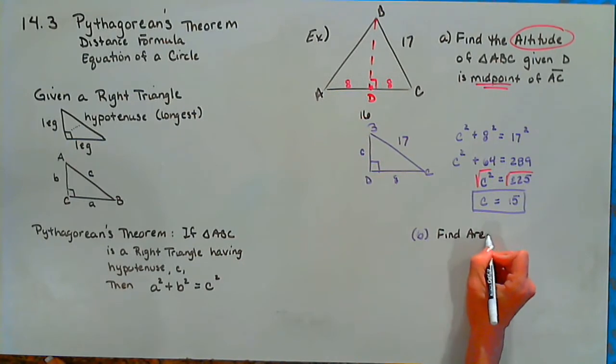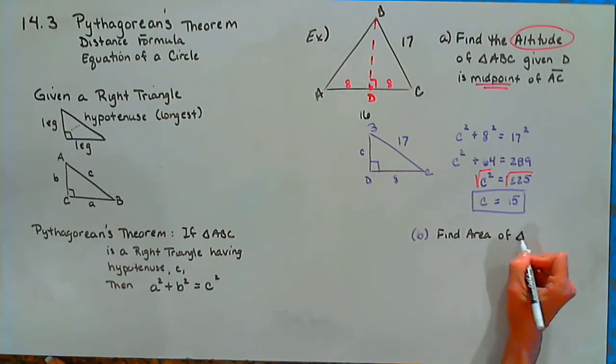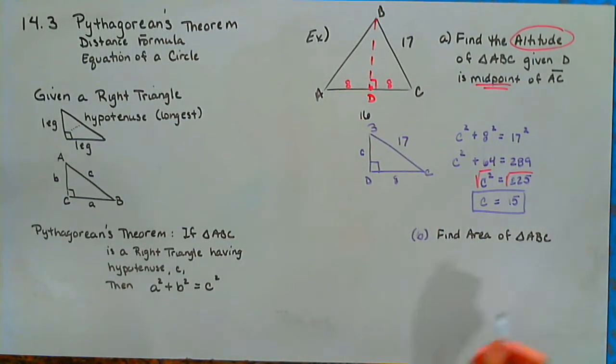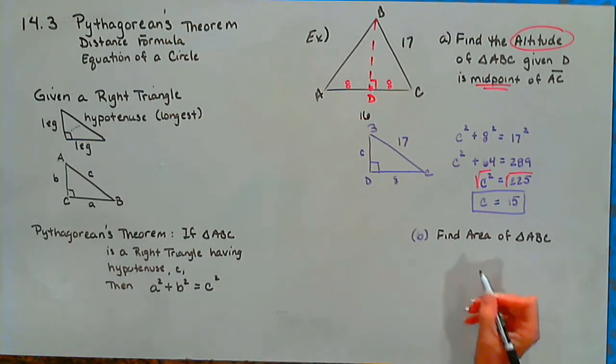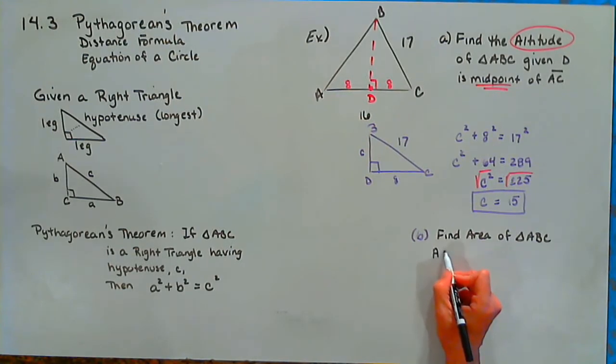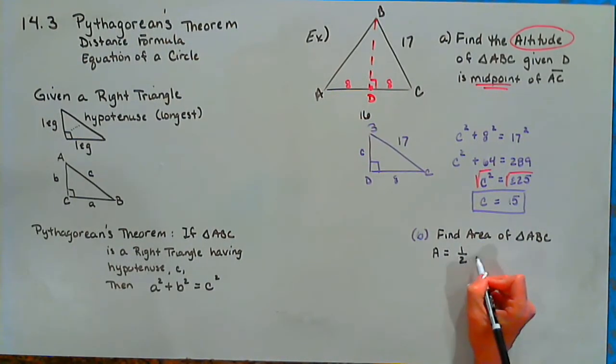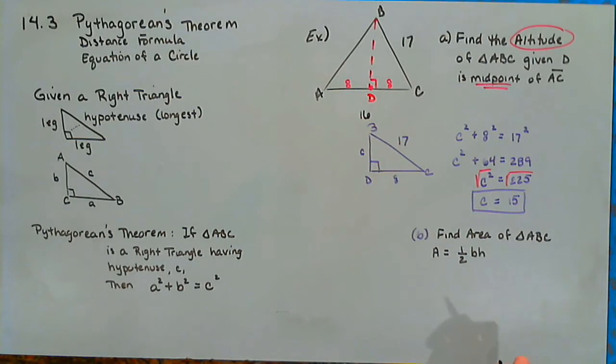Find the area of triangle ABC. Well, since it's a triangle, we already know how to find that. We know, always start with what we know. Area is the same as 1/2 base times height.